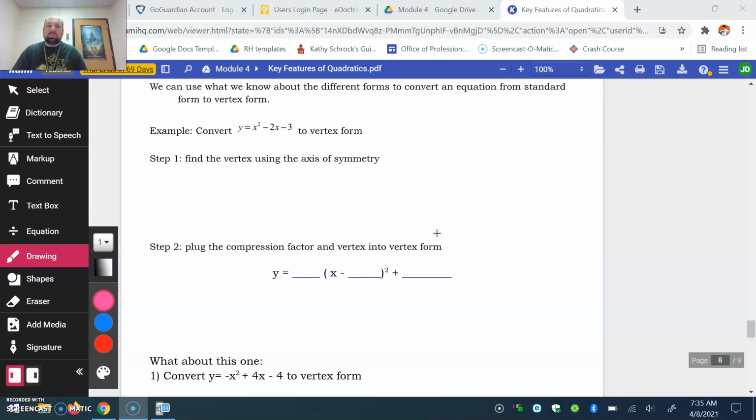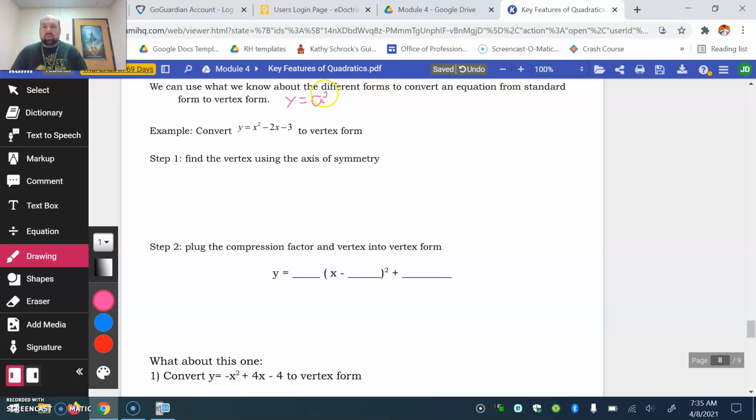Okay, so now over on the next page, page 8, we're going to do some converting here. We're going to use what we know about these different forms to convert from standard to vertex form. Remember what vertex form looks like. We're talking about y equals a.